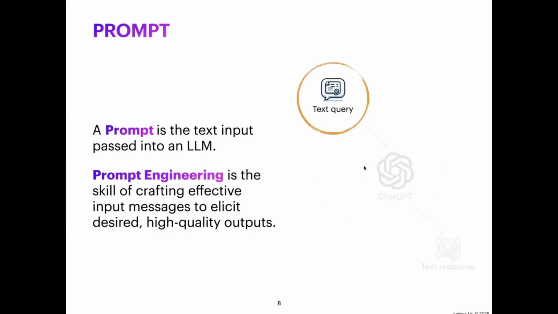We know that a large language model takes in text input and then generates a text output. The text inputs are commonly called prompts in the large language model process. So a prompt is essentially this text input. And also another fancy term we call prompt engineering. It is essentially the skill of crafting effective input messages so that the large language model can better understand our intent and generate a more effective response that is what we want.